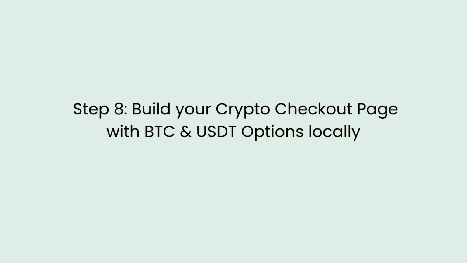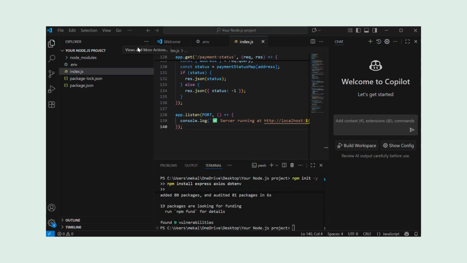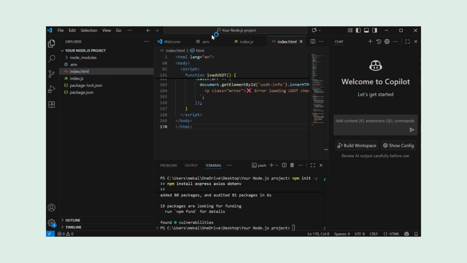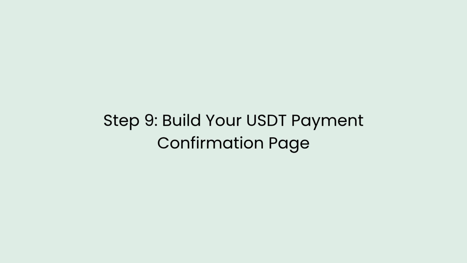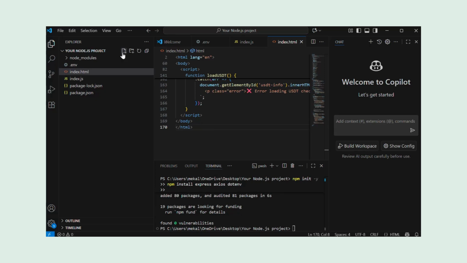Let's build your crypto checkout page. Copy the code from the Github repo into your index.html file. It's already set up for both BTC and USDT payments. Now create your USDT confirmation page. Paste the confirmation code into confirmation.html. This page shows the transaction hash and updates the payment status in real time.